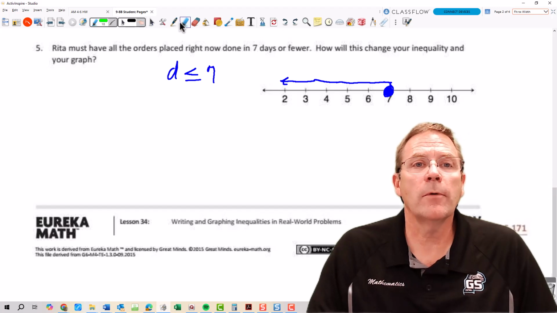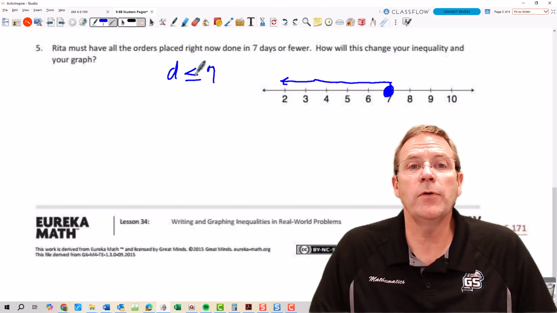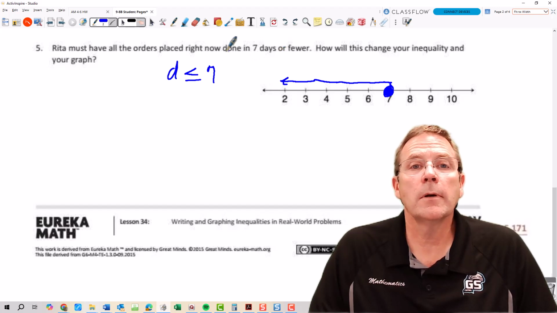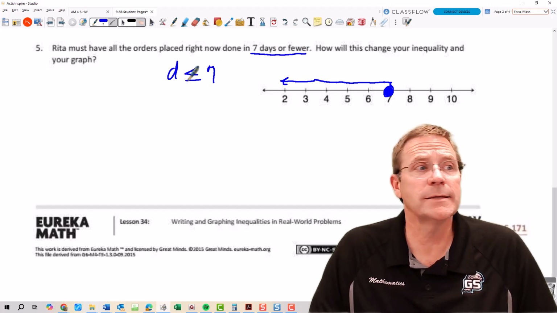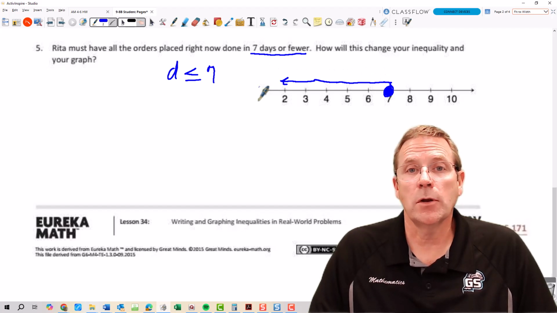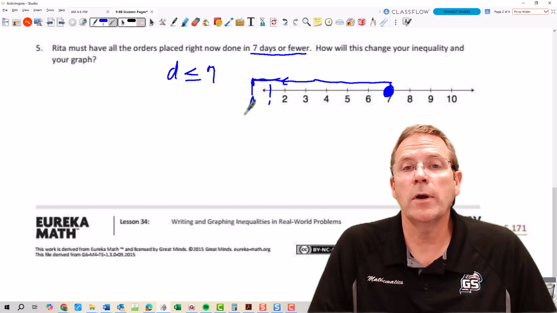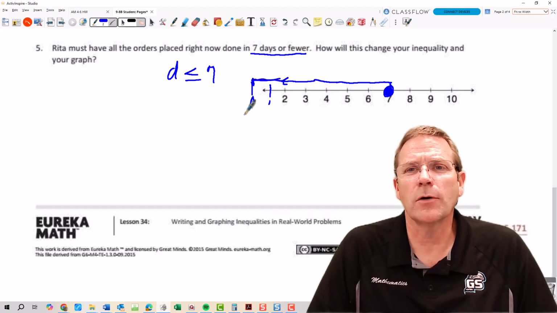And then finally, for number 5 here, Rita must have all orders done in 7 days or fewer. So her days have to be fewer than, or equal to, 7. That means it could be exactly 7 days or less than 7 days. Exactly 7 days means I'm using a solid circle, and then all the days less than it means that you can go down from there. Of course, you would end up reaching a point where you'd have 1 day and 0 days, but they didn't include those numbers in our graph.